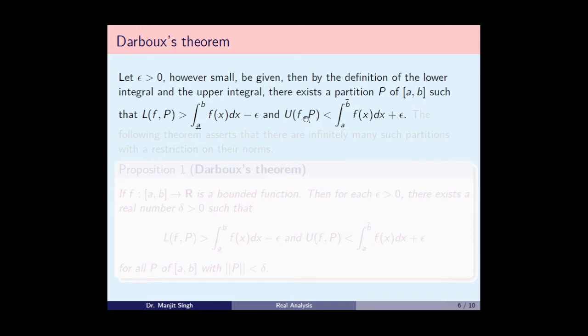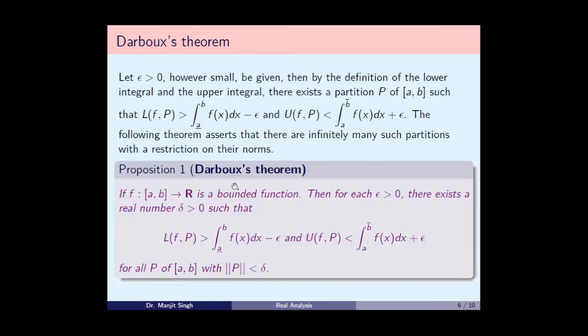So there may be some partitions P1 and P2, but we can take P as the union of P1 and P2. So these two inequalities can hold for the same partition P. But in Darboux's theorem, it is stated that there are infinitely many such partitions with a restriction on their norms. So we can find infinitely many such partitions satisfying these conditions. So this is Darboux's theorem.